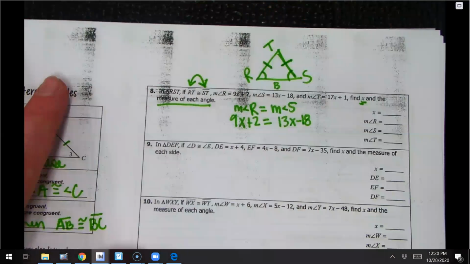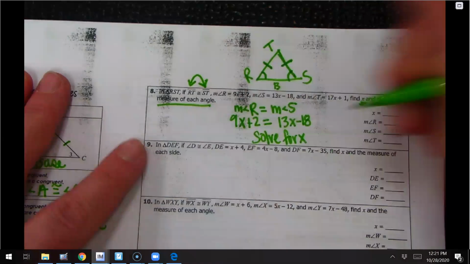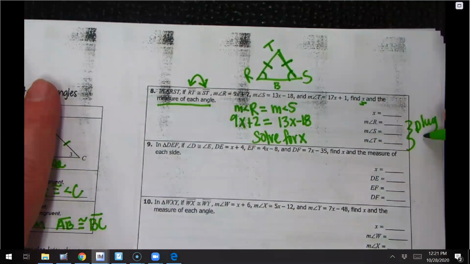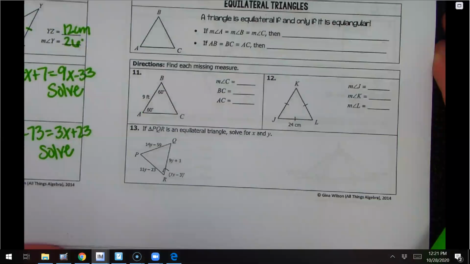We're going to solve for x. Then what do we do to find all this over here? Plug in. All right, we need to go down to equilateral. So we're skipping those. You're still doing exactly the same things, but let's go to equilateral so we can get that before the bell rings.